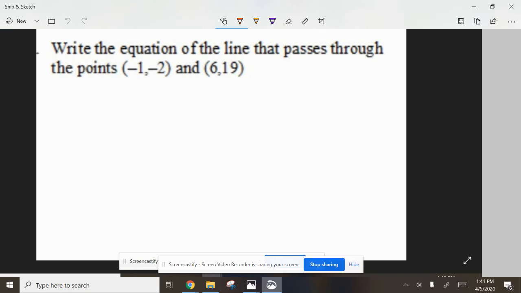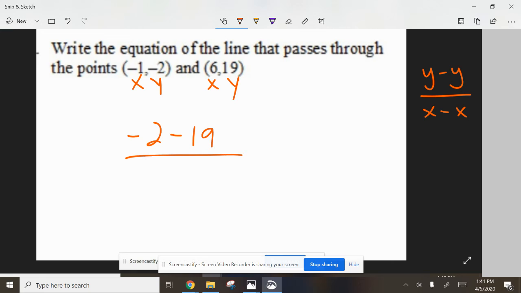Okay, so now write the equation of the line that passes through these 2 points. You have the capability. You're just going to first figure out what the heck is the slope of these 2 points. How do you figure that? Y minus y, x minus x. Okay, so negative 2 minus 19 over negative 1 minus 6.